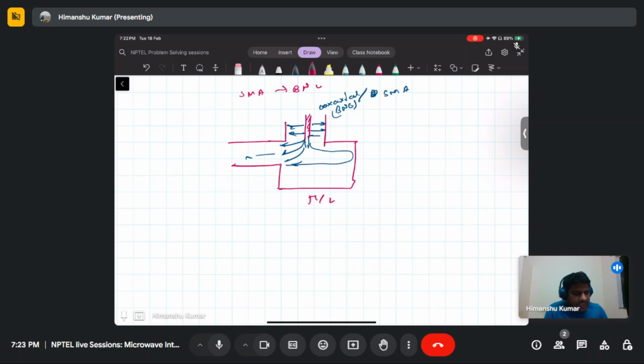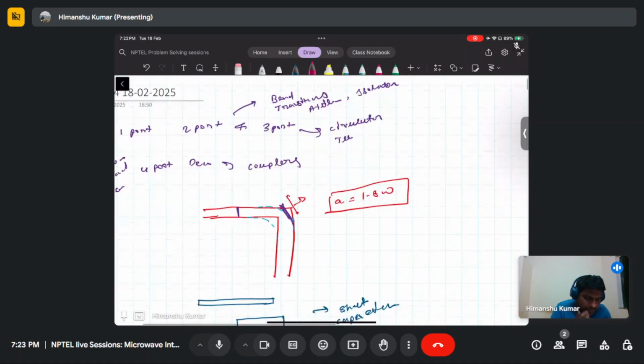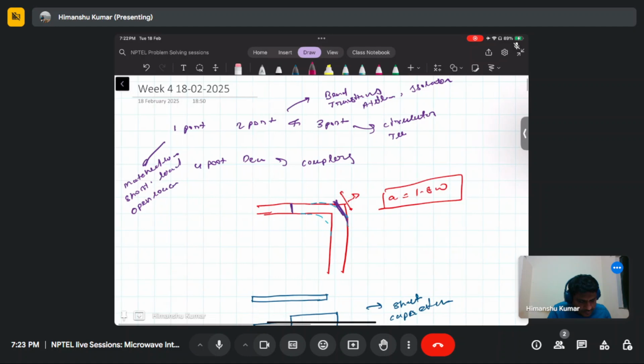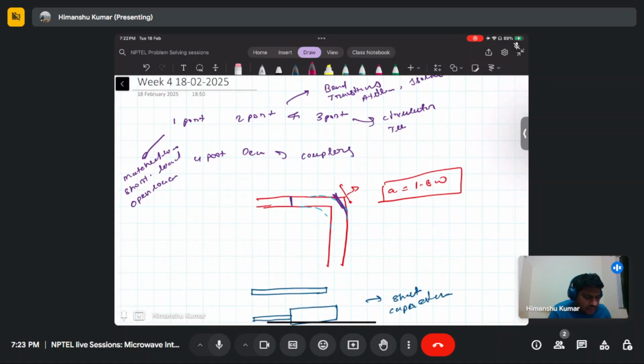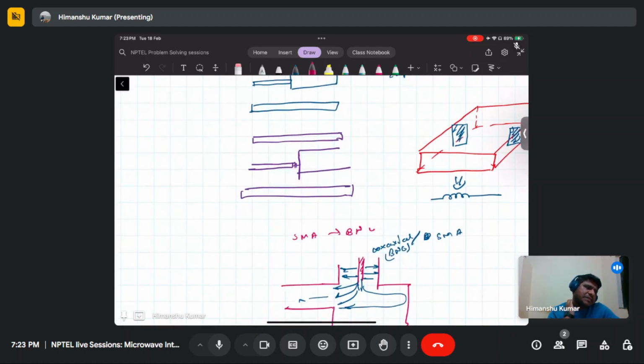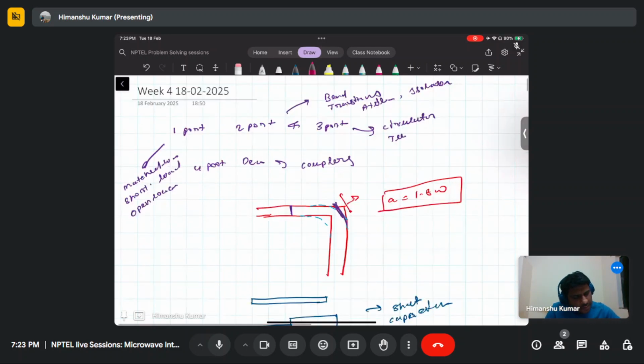So these are basically two-port devices. The bend, attenuators, and isolators are two-port devices. Also, you can have circulators and power dividers, which divide the power into two branches.